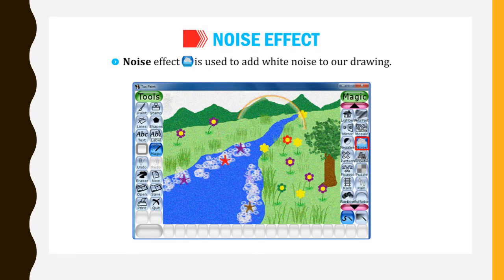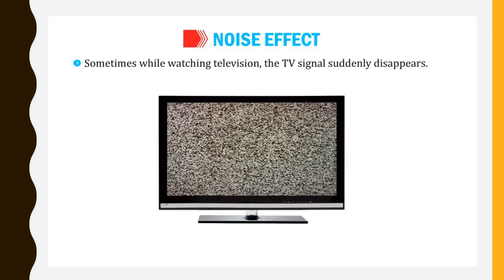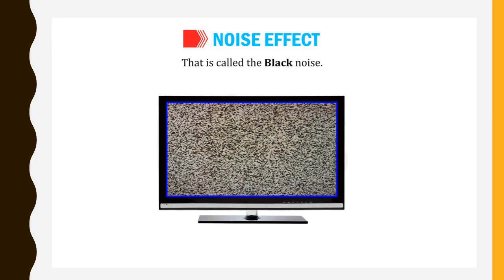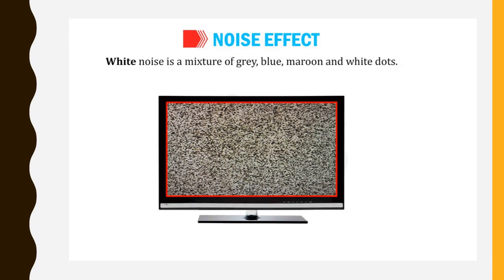Noise effect is used to add white noise to our drawing. Sometimes, while watching television, the TV signal suddenly disappears. At that time, you see thousands of black and grey dots on your screen with some noise. This is called the black noise. White noise is a mixture of grey, blue, maroon, and white dots.